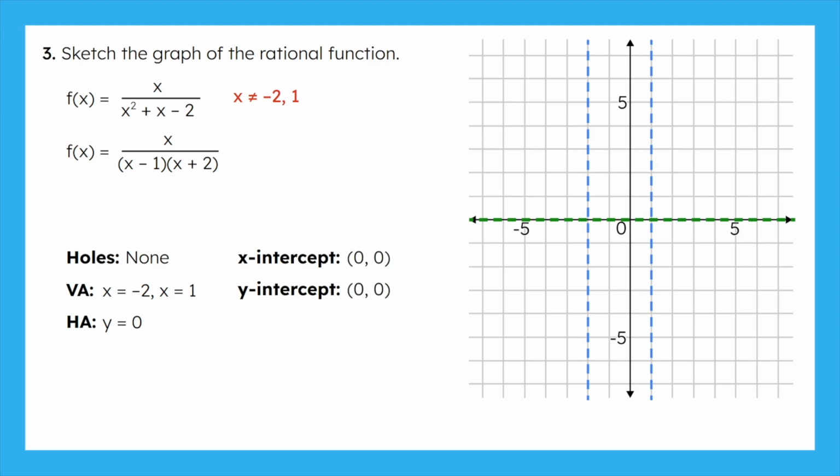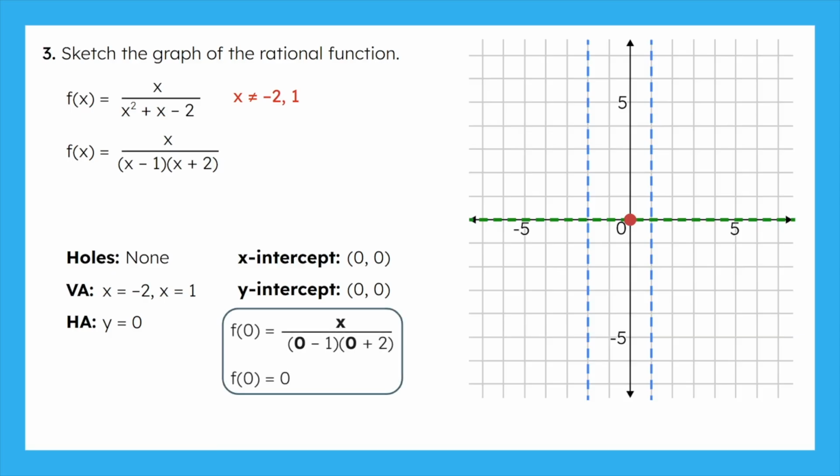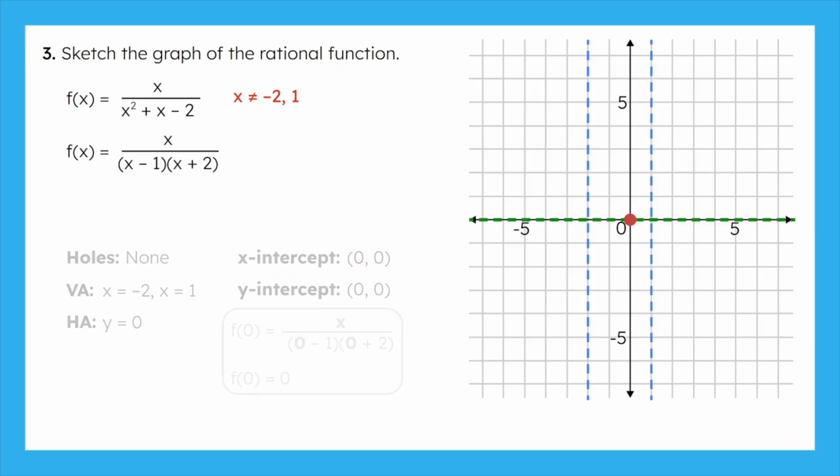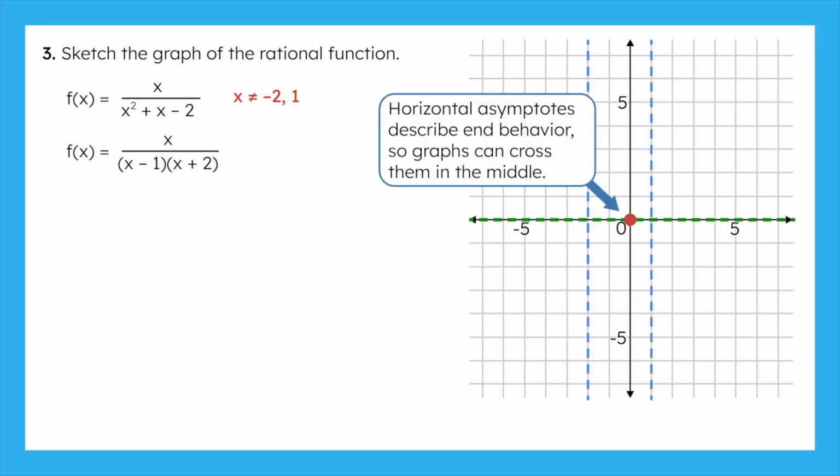Notice that the y-intercept is on our horizontal asymptote. That's okay because the function is defined at x equals 0, so the graph actually crosses the asymptote at that point. Horizontal asymptotes describe end behavior, so graphs can cross them in the middle.